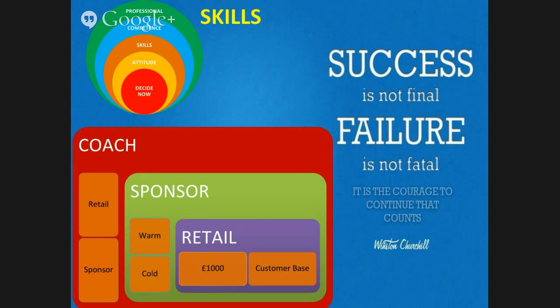All of that fits within coaching, and this is as your team develops. You simply help people learn how to retail, how to do £1,000 and build the customer base. You then teach them how to sponsor their warm market, their friends and family, and also how to sponsor people they don't know and all that kind of stuff. And you just coach this on. 3 stages to our business, 3 areas you have to develop your skills in: retail, sponsor, and coach.